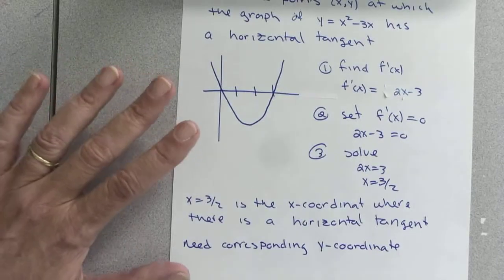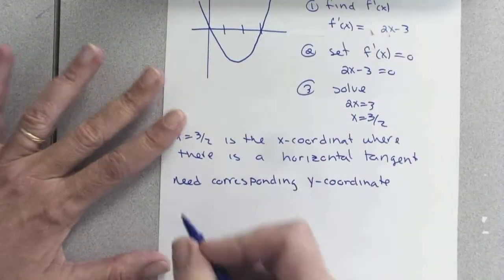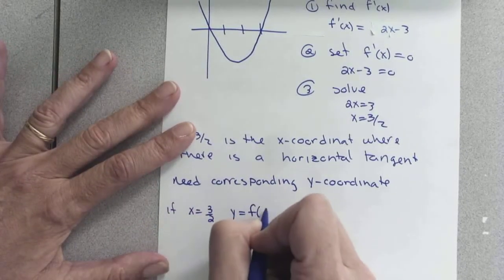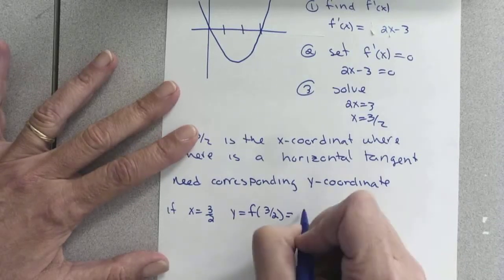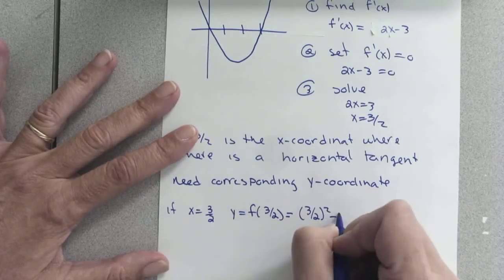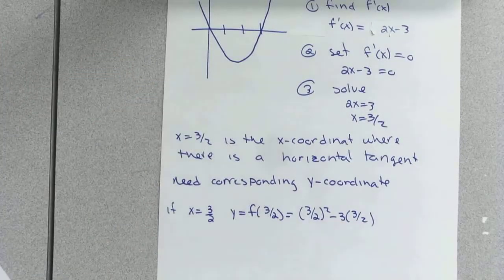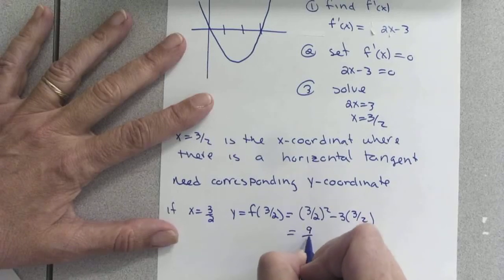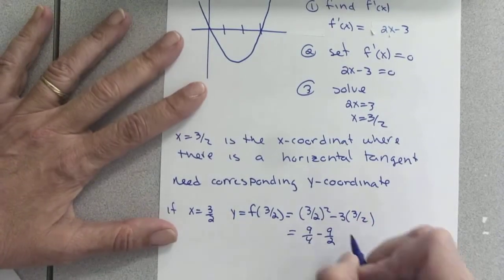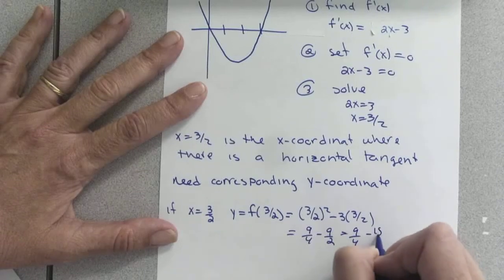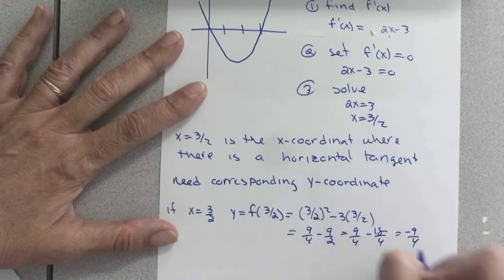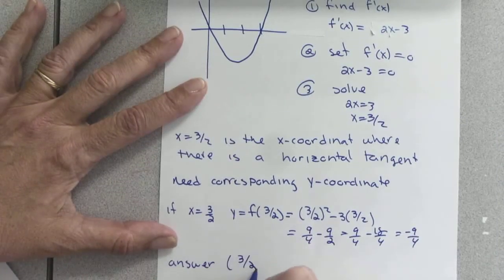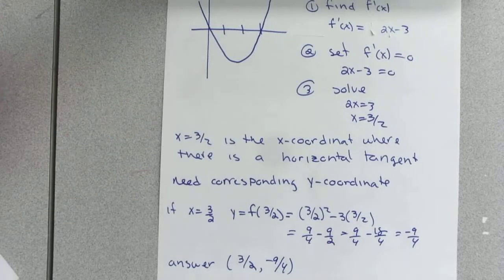Y coordinates always come from the original function. So if x equals 3 halves, y is going to be f of 3 halves, original function, 3 halves squared minus 3 times 3 halves, and we work that out. And so that's going to be 9/4 minus 9 halves, 9/4 minus 18/4, negative 9/4. And so finally, my answer to this problem is 3 halves, negative 9/4.